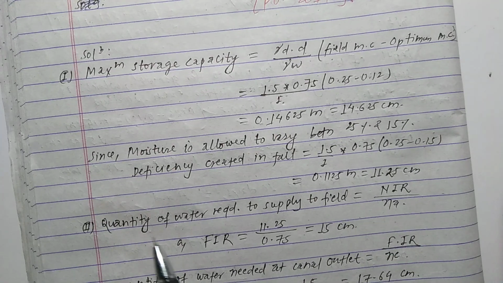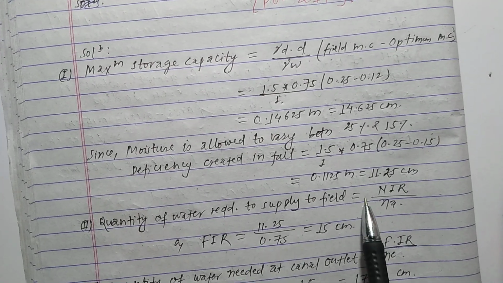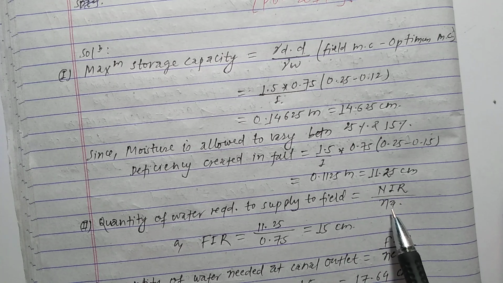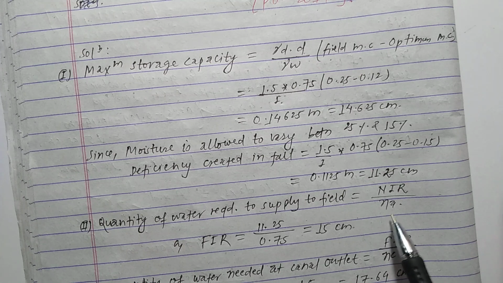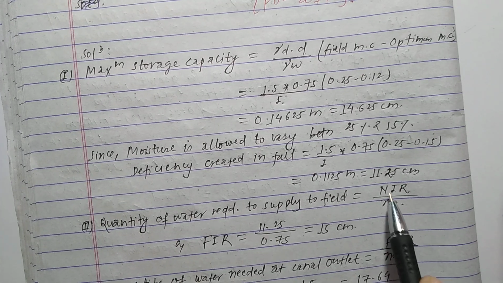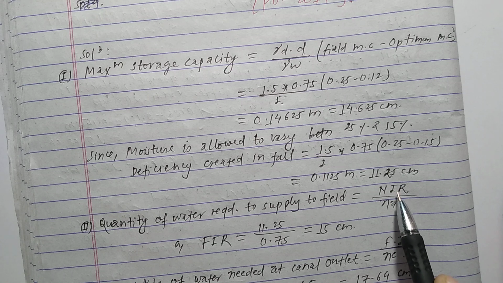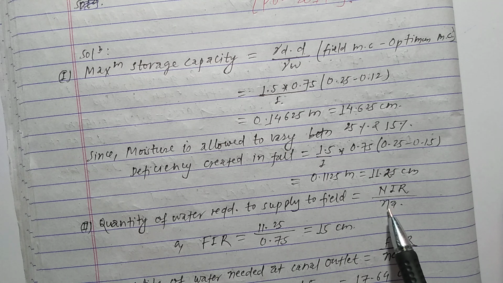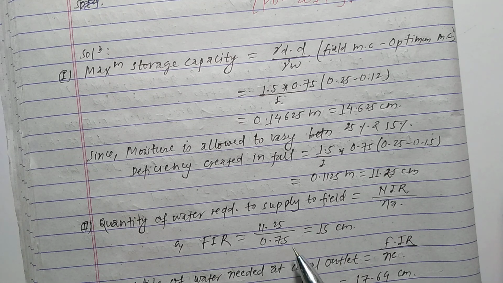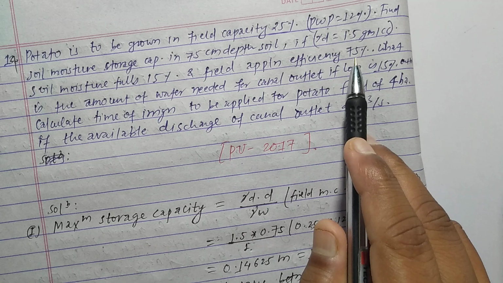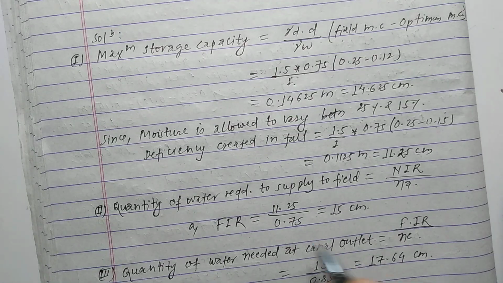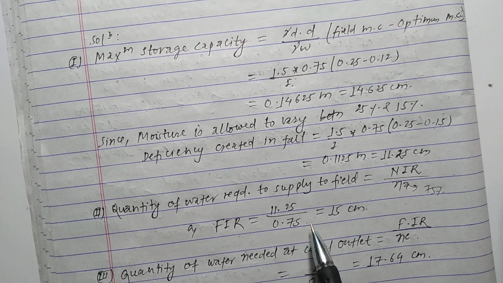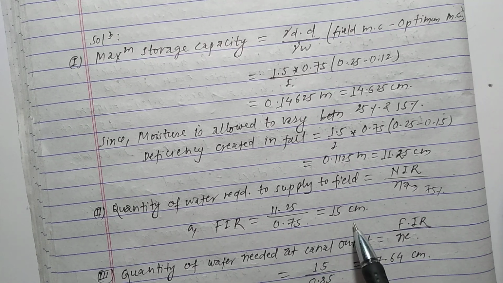Now we have to calculate the quantity of water required to supply to the field. For this we simply use this formula, NIR by eta A, or you can say NA. So FIR equals the value of NIR, which we have already calculated, 11.25, by eta A. NA equals 0.75. This is already given in the question. You can see application efficiency, that is 75%. So this value is given as 75%, so we just use 0.75. Then we get the value of FIR equal to 15 cm.